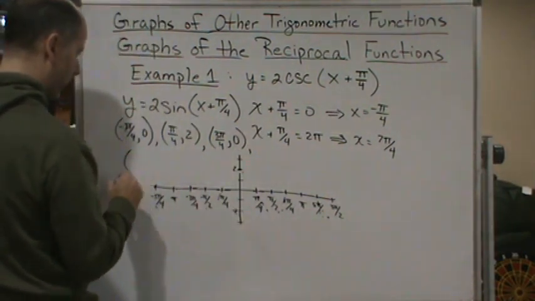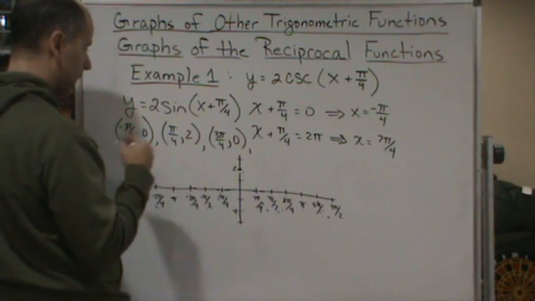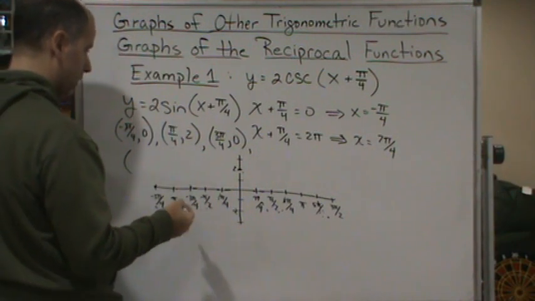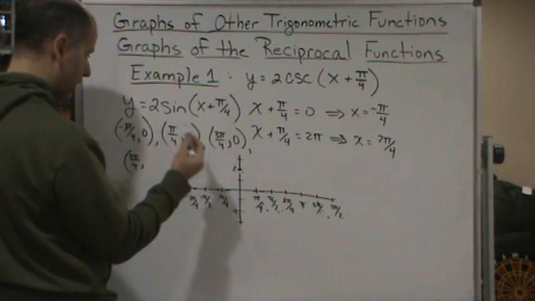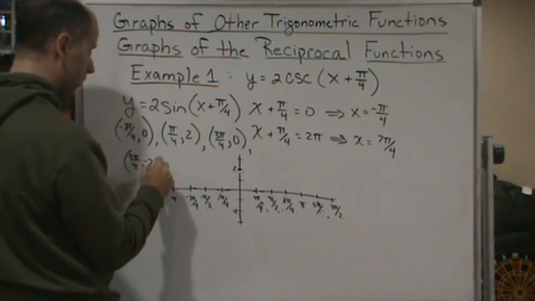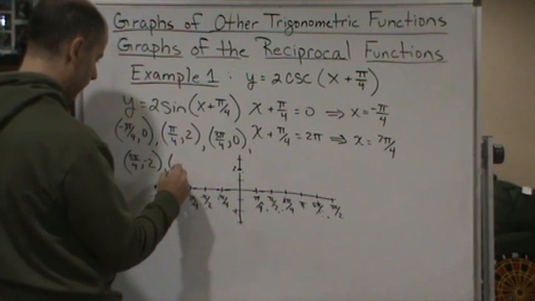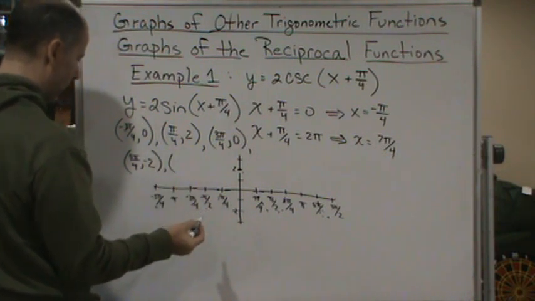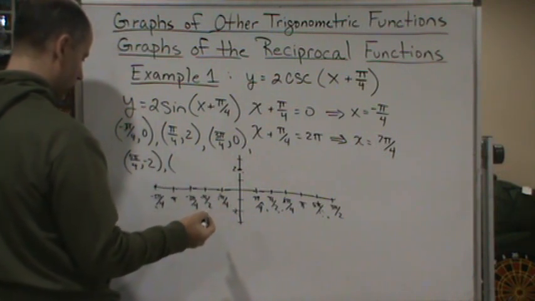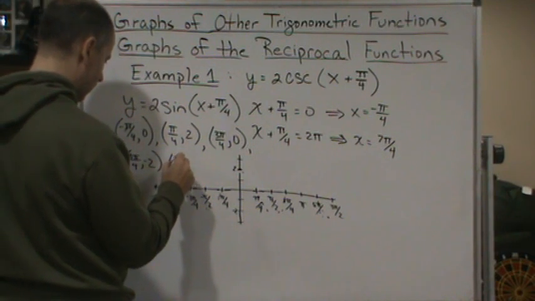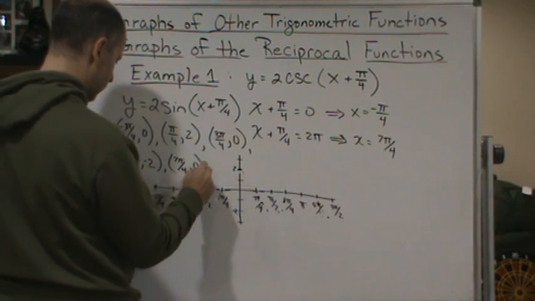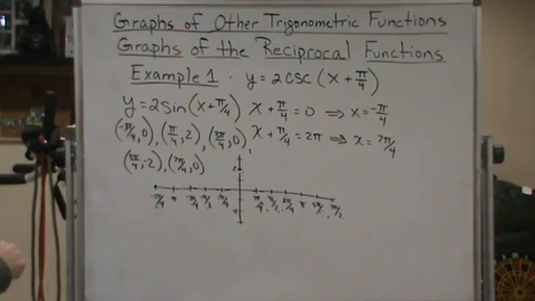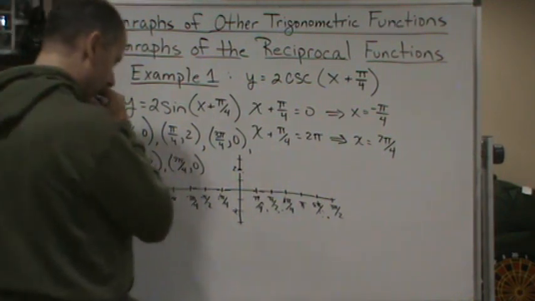And then the next point, 3 pi over 4 plus 2 pi over 4 is going to be 5 pi over 4, and that's where it's going to go down to negative 2. And then 5 pi over 4 plus 2 pi over 4 is 7 pi over 4, where it goes back to 0. So those are our 5 points. That's the part that I skipped, and that's where I made my mistake.